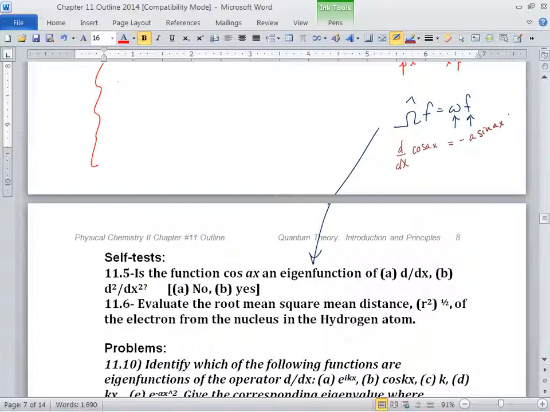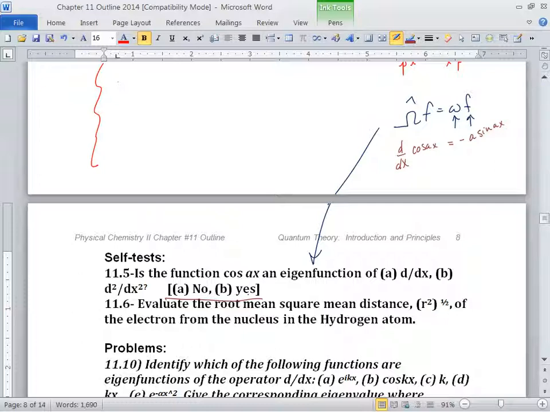How about B? If B is yes, what is the eigenvalue? Negative a squared cosine ax.